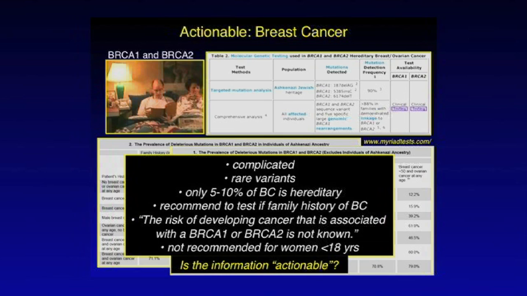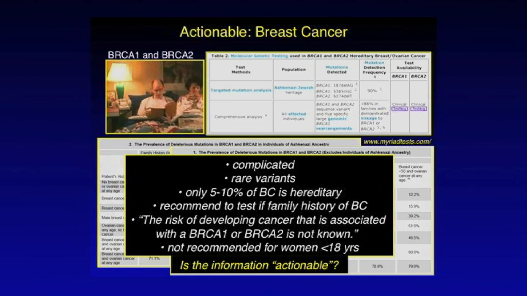If you were to get a BRCA1 and BRCA2 breast cancer test, this is what you'd be confronted with. Typically people would be suggested to take this genetic test if there was a family history that indicated they might be at risk of having breast cancer in their family. Then they might be suggested to get this test.